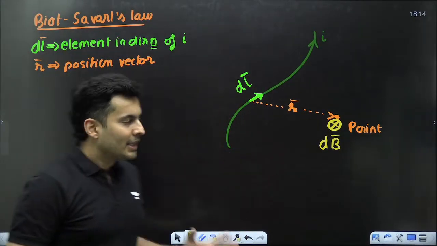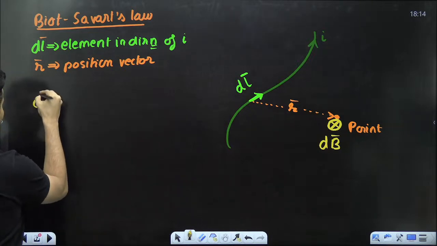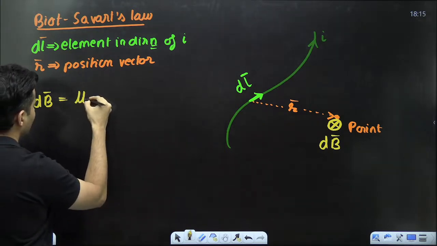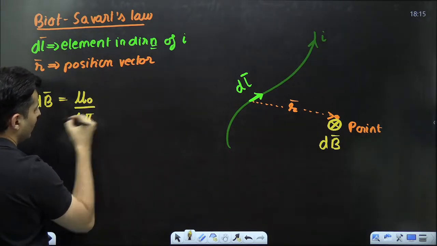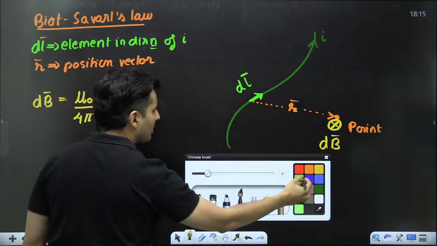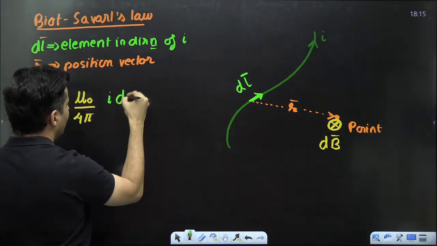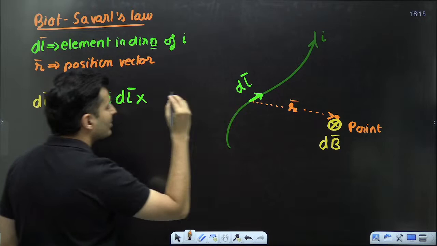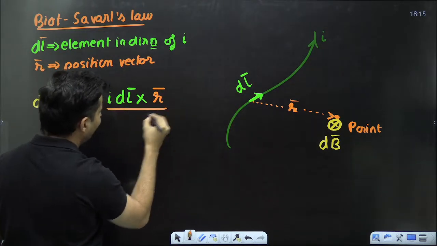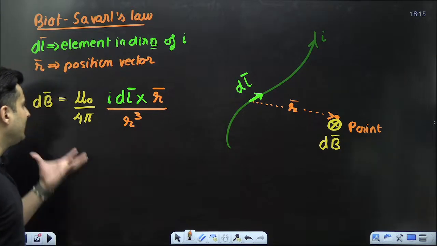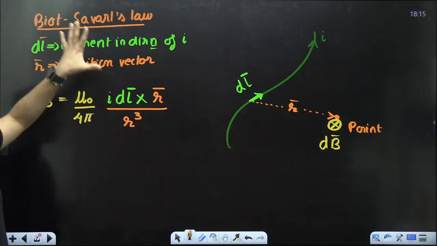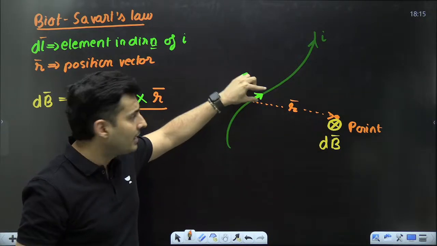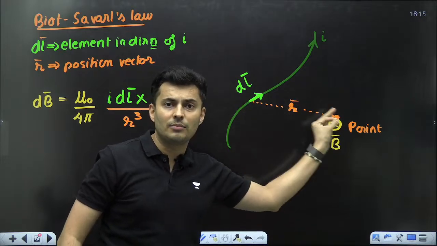Cool. Okay, so what is this dB given by? This dB, according to Biot-Savart's law, is given by, observe carefully, there is a constant called mu naught, I will explain what that is, divided by 4 pi. Then you have I dl, and you do cross product with r bar, and then divide it with the magnitude cubed. So that becomes the Biot-Savart's law, which gives you the magnetic field due to a small element carrying current at some distance, at some position r.